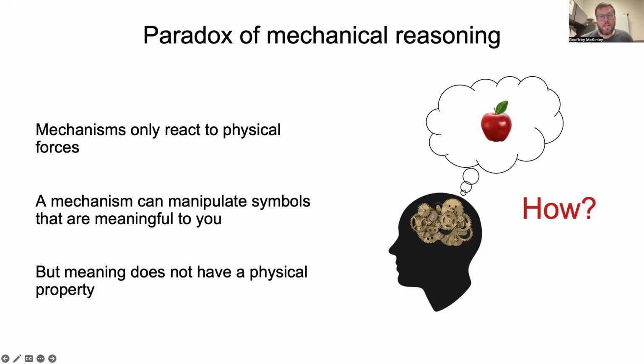But in trying to mechanize reasoning, we're faced with a philosophical problem called the paradox of mechanical reasoning. If we are mechanistic symbol manipulators, as someone like Thomas Hobbes would say, and mechanisms can only react to physical properties of things, then they are not reacting to meaning, because meaning isn't a physical thing. But if you're reasoning, you must be sensitive to the meaning of things, right? But meaning isn't really a physical thing.